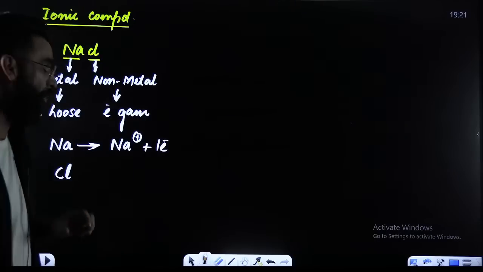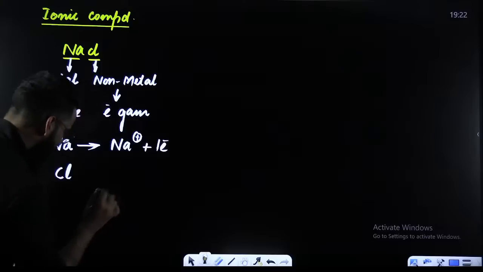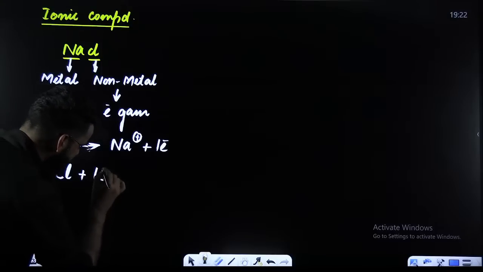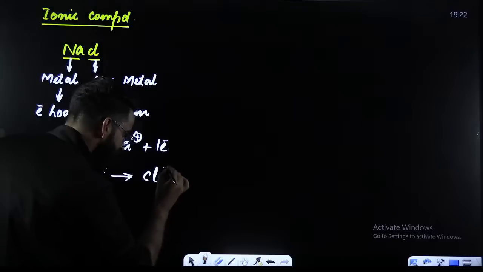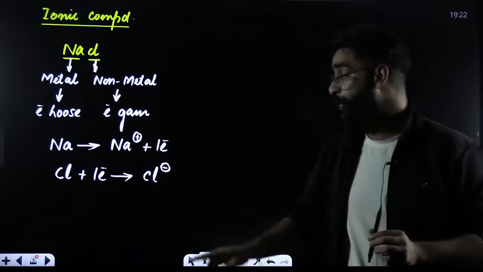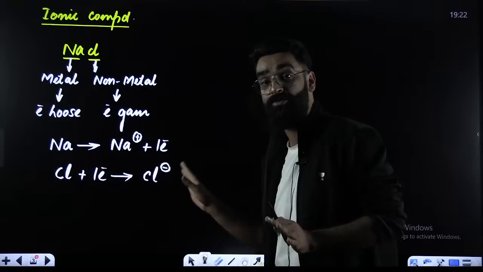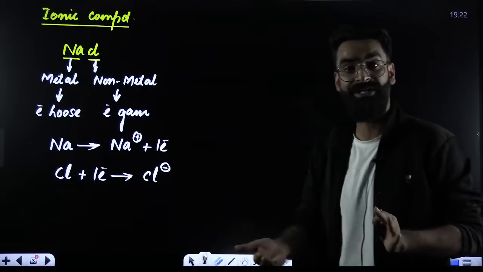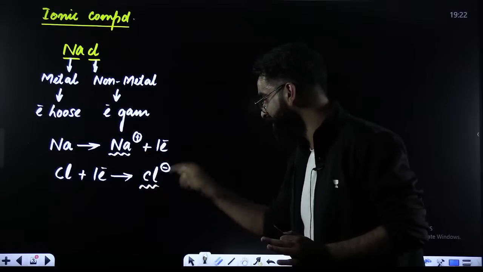So what happens over here? The electron which was given by sodium will be accepted by this chlorine, and the chlorine, after accepting the electron, gets converted into Cl negative. So sodium loses 1 electron completely and chlorine gains that 1 electron completely. What happens due to that? Due to that, a cation gets formed as well as an anion gets formed.